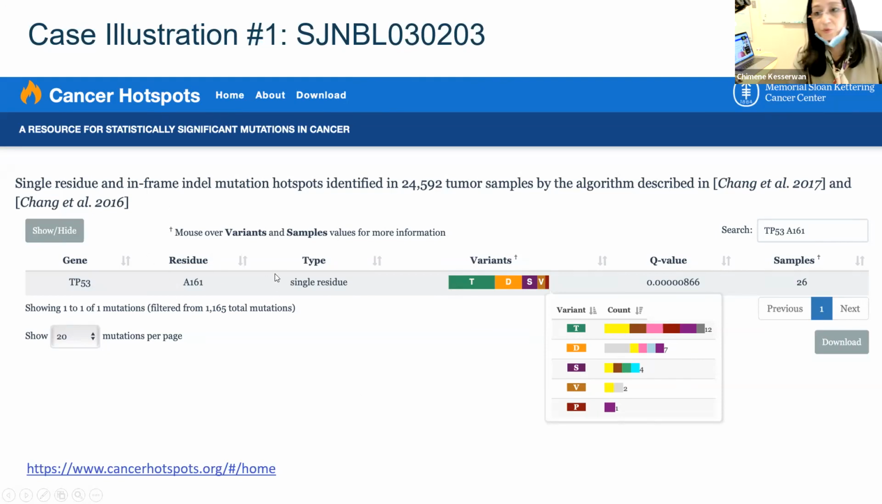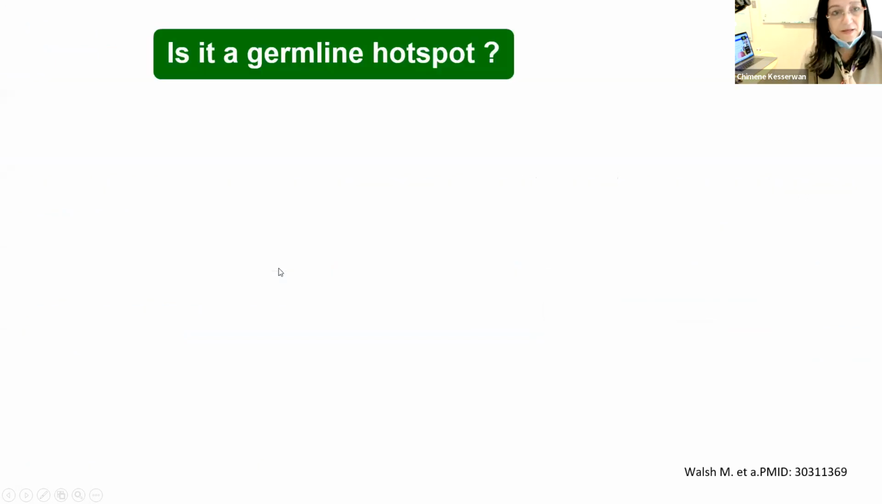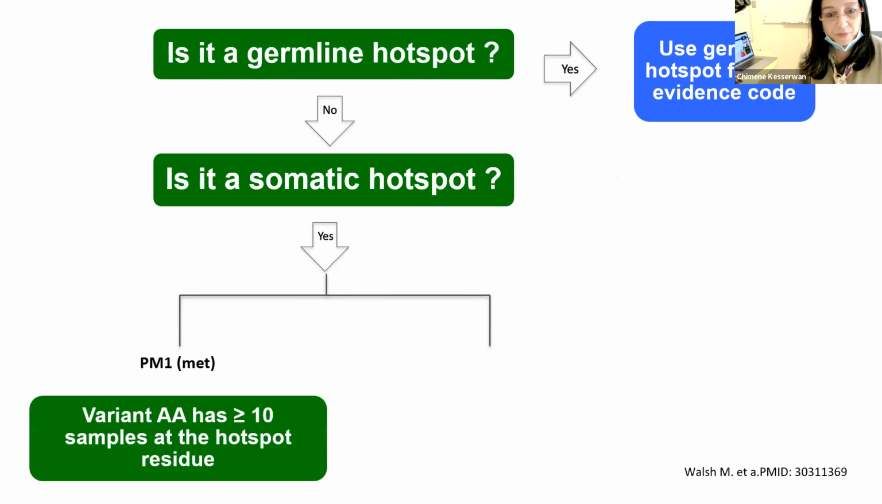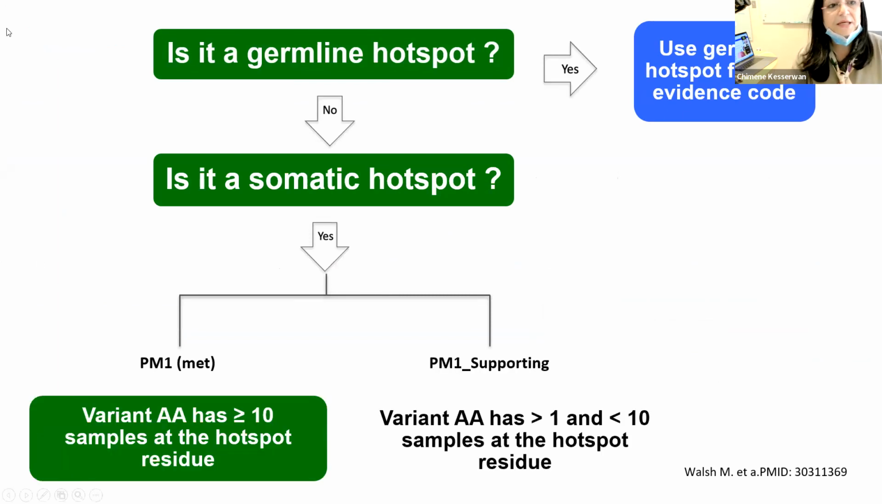Can we use this information to help reclassify this variant? Let's see. We go to the rules and regulations set by our somatic germline committee. So is it a germline hotspot? It is not. If it was a germline hotspot, assume we have the arginine 337H codon, the Brazilian founder mutation, it is already a hotspot. We know we use PM1 for it. We don't look at the somatic hotspot because even if you found it in the somatic, it's not somatic. It's a germline.